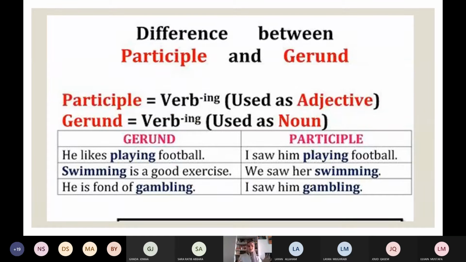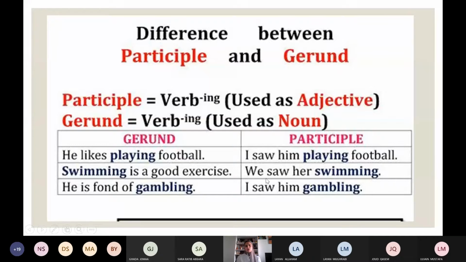Both of them, the present participle and the gerund, end in ing. Participle as adjective, gerund as noun. He likes playing football, gerund. He likes what? Playing football. Swimming is a gerund because it's used as a noun. He is fond of gambling, after preposition. Participle, I saw him playing football.